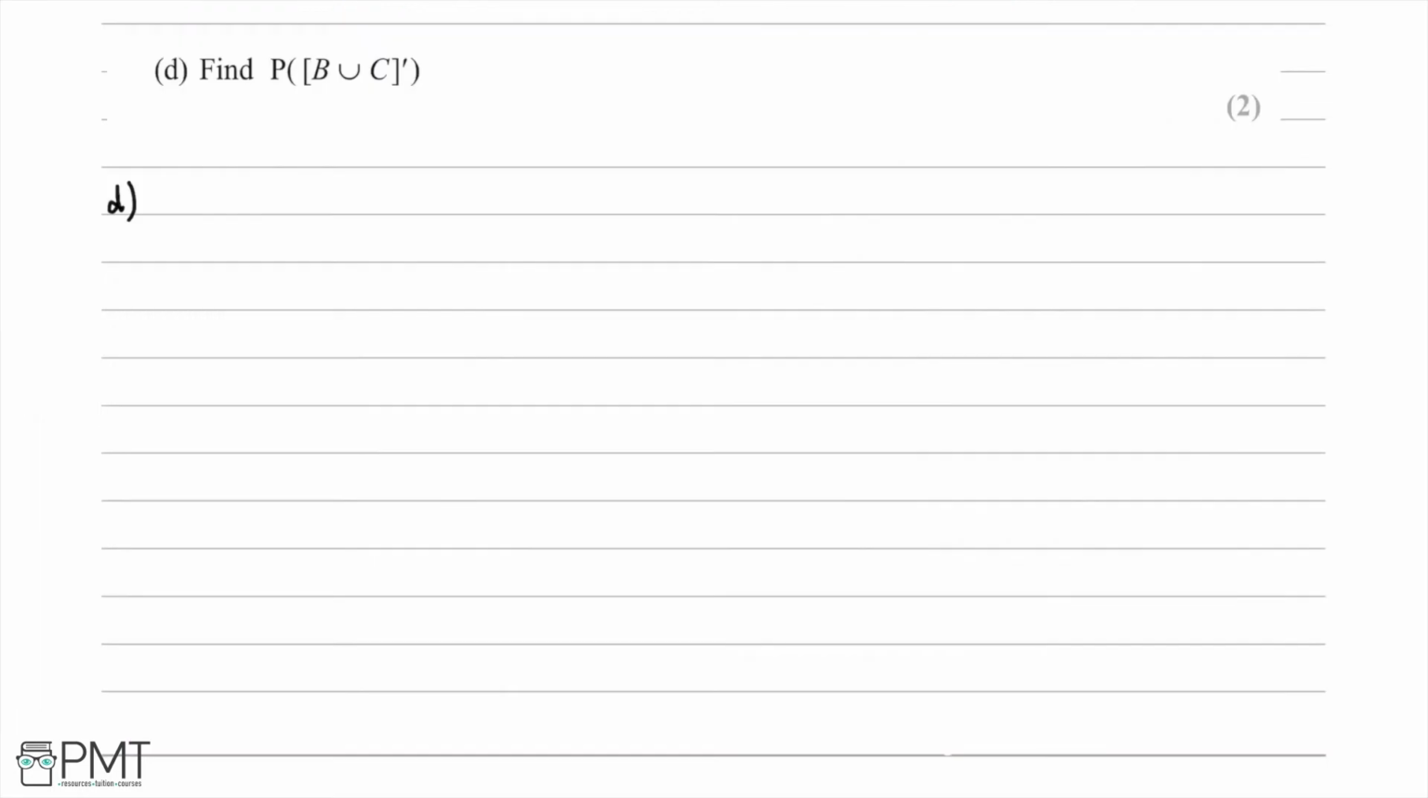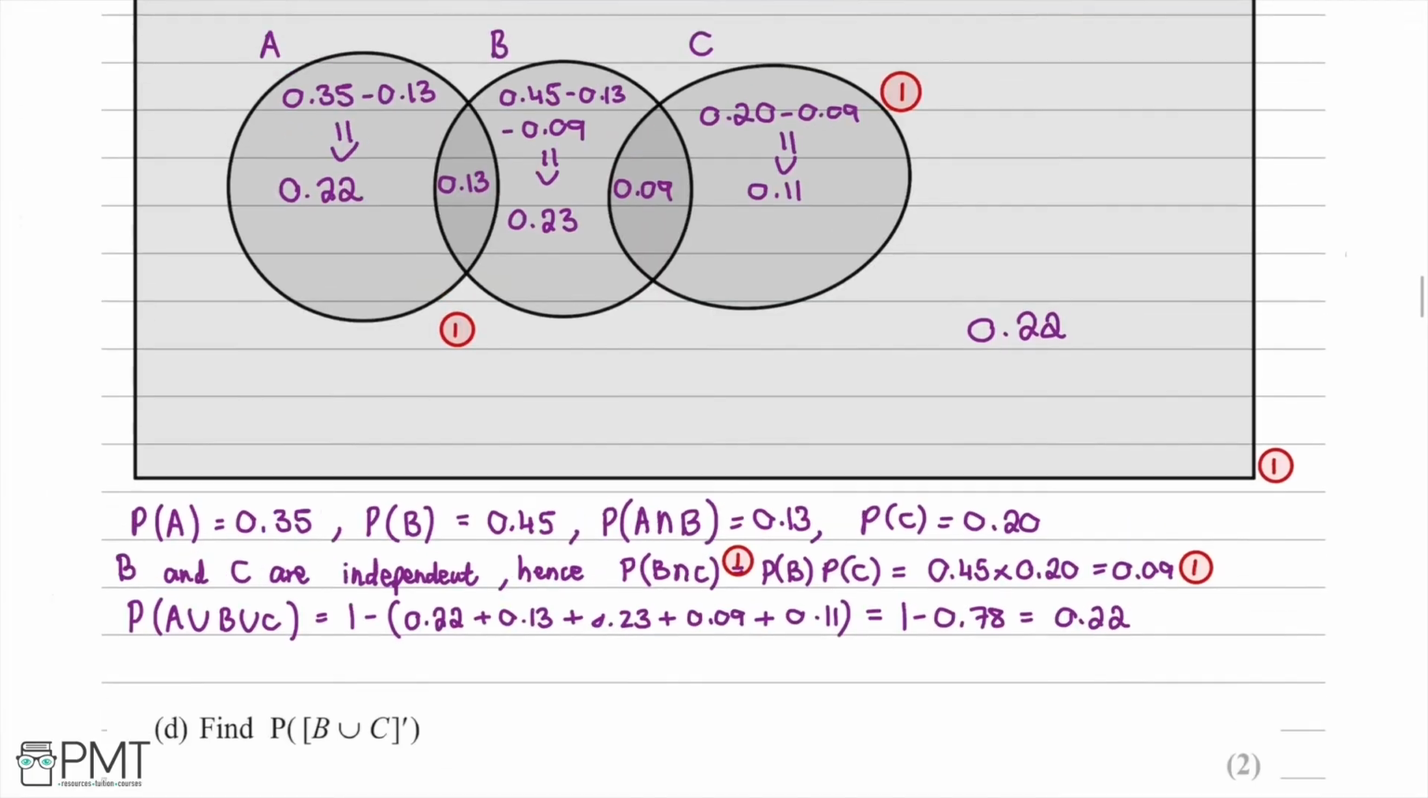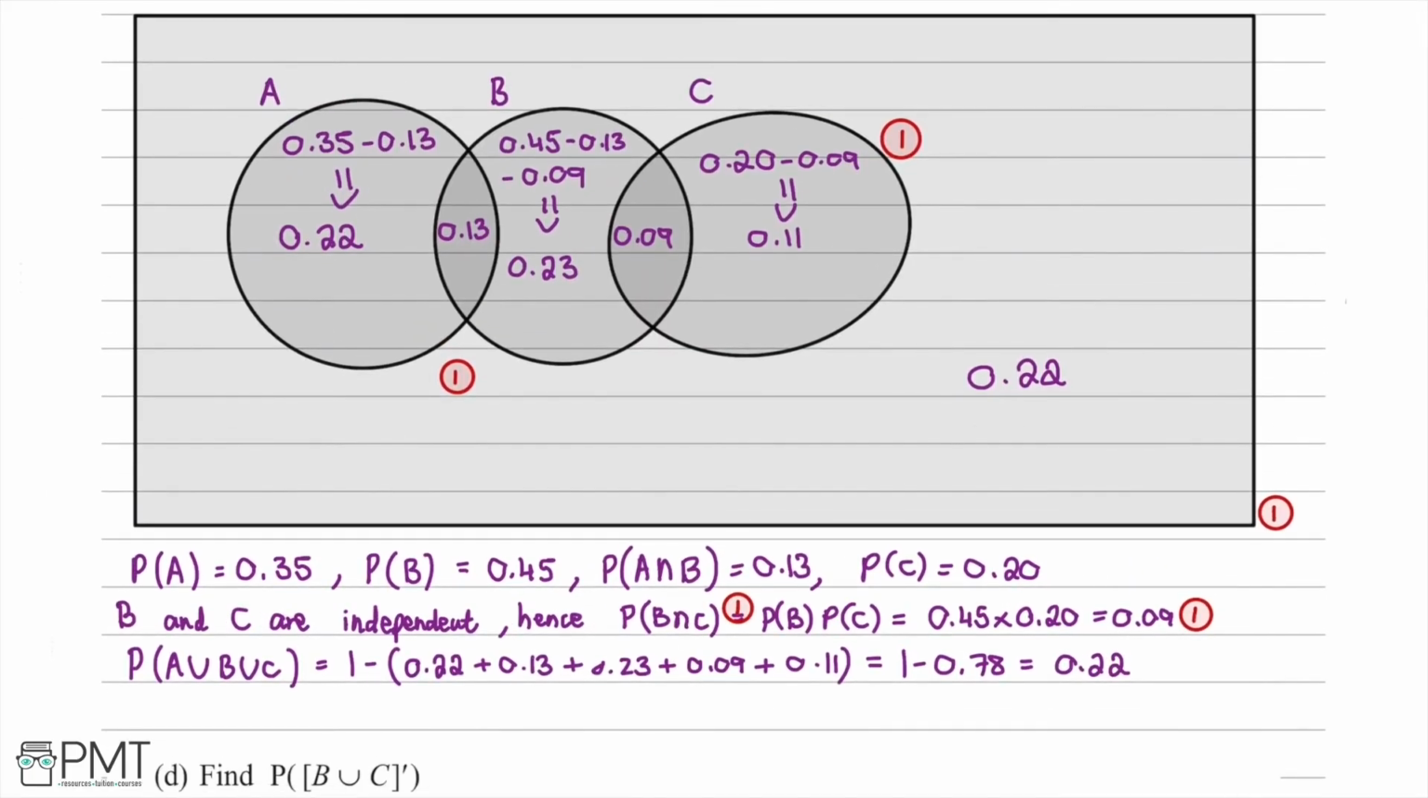So in part D of the question, for 2 marks, we're asked to find the probability of the complement of the union of B and C. So we know that the union of B and C is going to be everything in B and C. So if we look back at our Venn diagram that we've drawn, we know that the union of B and C is going to be everything that is contained within B and C.